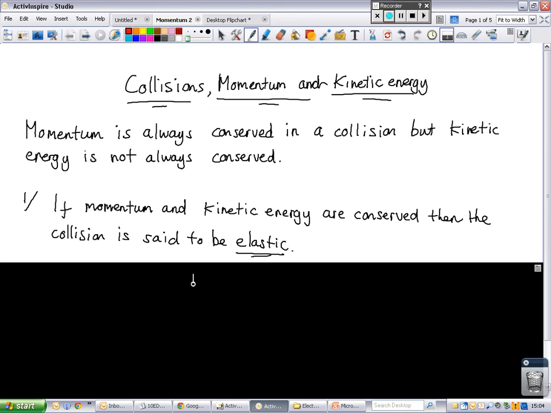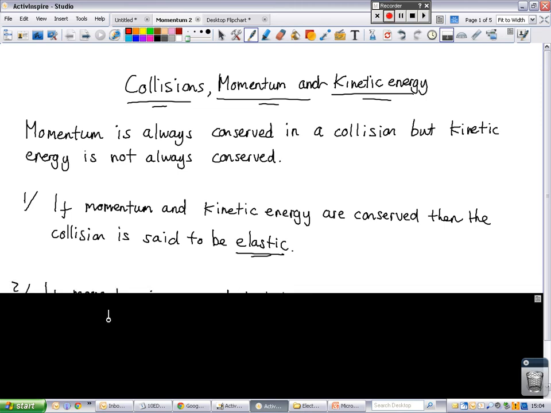The first type of collision you can get is where momentum and kinetic energy are conserved. That's what we call an elastic collision. You can think of elastic as bouncing back to its original shape, so the amount goes back to what it originally was. There's nothing lost there at all.